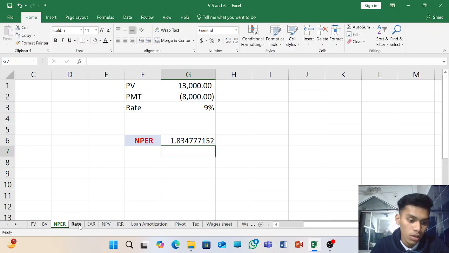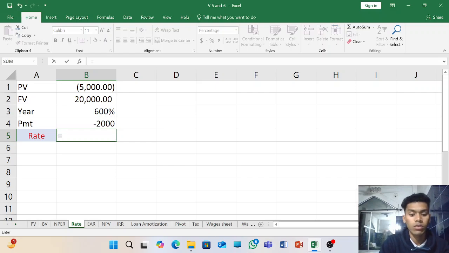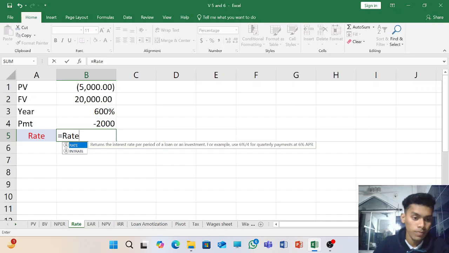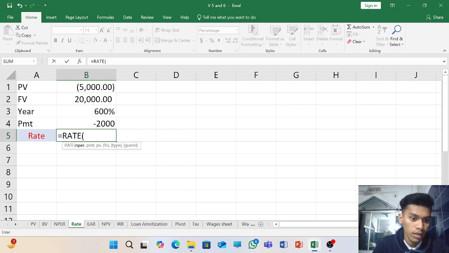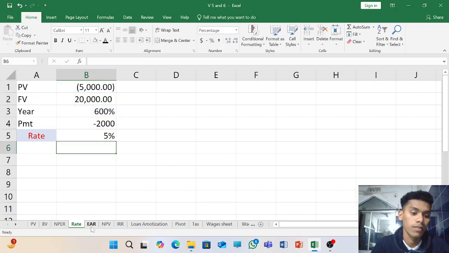Okay, so now we calculate the rate. How to calculate the rate? Here the basic formula of the rate is the same process, equal RATE, then we need the NPER, that means the year is 60, and comma, and we need the PMT, and we insert the present value and then future value. Bracket close and enter. We can see that the rate is 5%.